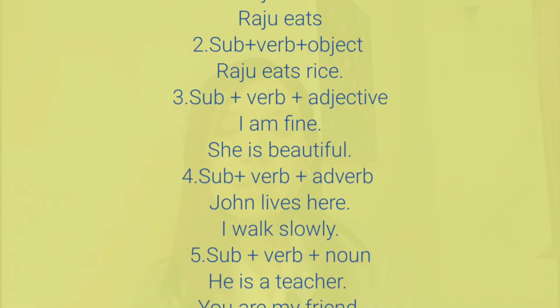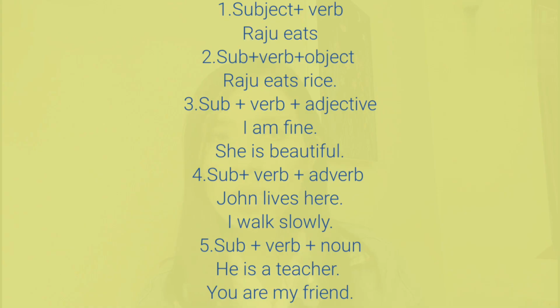Here are different English sentence patterns. Now let's have a look at different English sentence patterns. Like the first one, subject plus verb, as in Raju eats. Number 2, subject, verb, object. Raju eats rice. A third one, subject, verb, adjective. I am fine, she is beautiful.